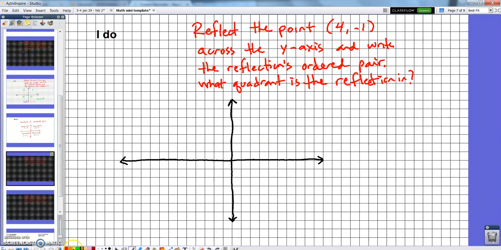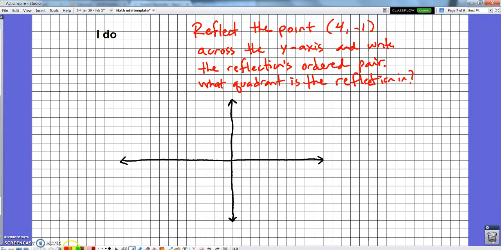Next thing, let's practice a couple of reflections. So I'm going to reflect the point 4, -1 across the y-axis and write the reflection's ordered pair. So let's start by finding that point. 1, 2, 3, 4, negative 1. And let's see, this is the x-axis, and this is the y-axis. So I'm going to reflect it across the y-axis.